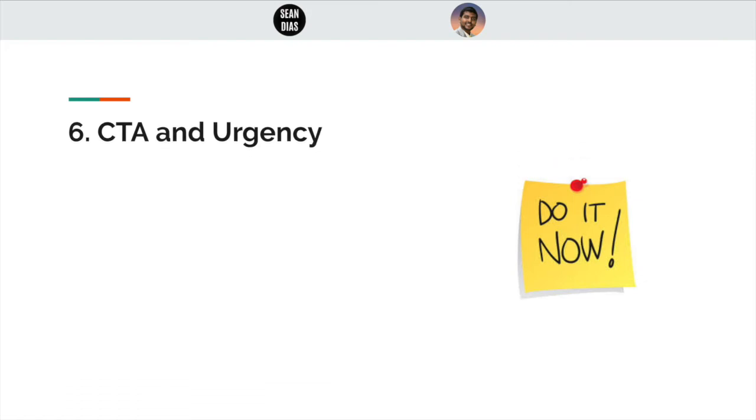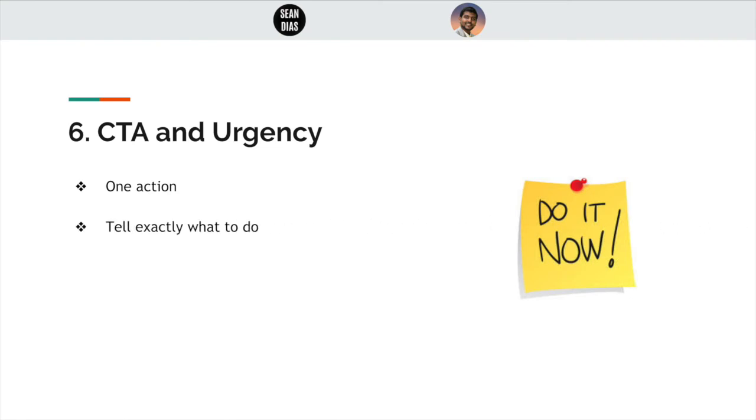Then the next element is call to action and urgency. You have to make them take action right now. Not tomorrow, not day after tomorrow, not after 1 week, not after 1 month. Today, now, right now. Here, the best practice is always have a single call to action. Don't tell them to do 2, 3, 4, 5 things at once. Because the drawback of having multiple call to actions is the customer might get overwhelmed. When they get overwhelmed, they will become confused. Then when they become confused, they won't take any action.